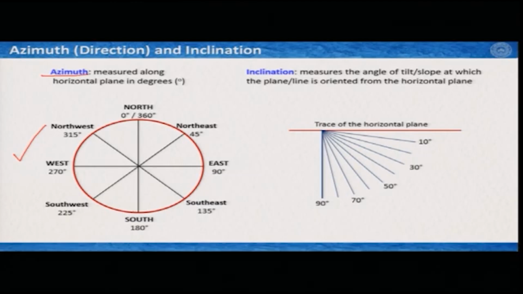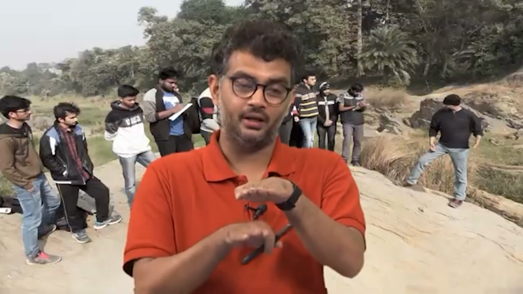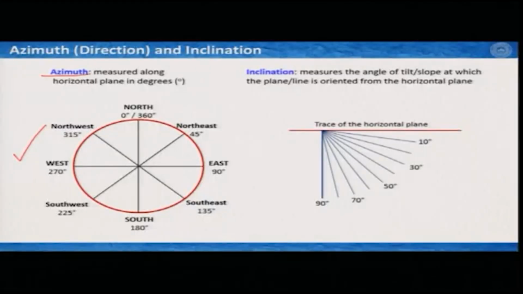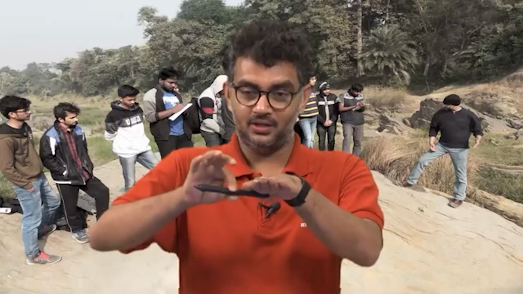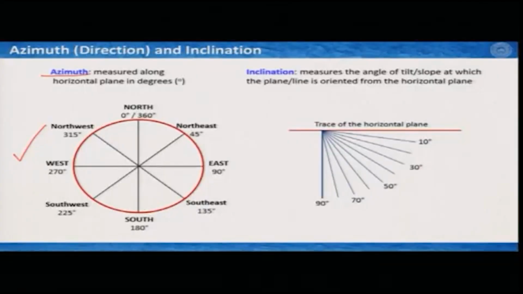Apart from the measurement on the horizontal plane, because we will be talking of the 3rd dimension as well, there must be something that you are measuring away from this horizontal plane, and this is known as measurement of inclinations. So, inclination measures the angle of tilt or slope at which the plane or line is oriented from the horizontal plane. So, clearly in the horizontal plane you measure 360 degrees, but when you measure in vertical, it is generally 0 degree to 90 degree and then 90 degree to 0 degree again. But because this is mostly symmetric, we cover from 0 degree to 90 degree. We will see how these work later.